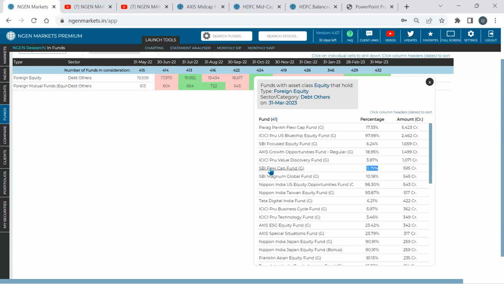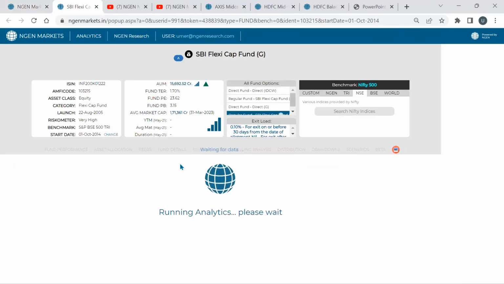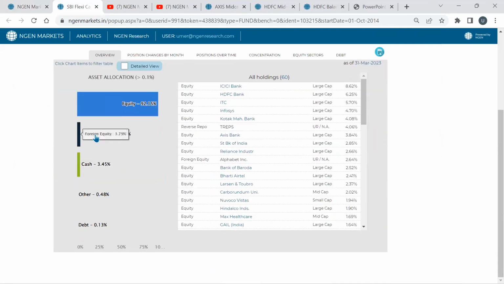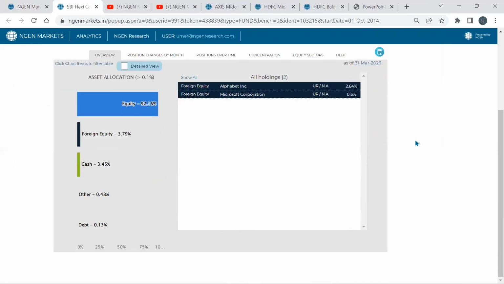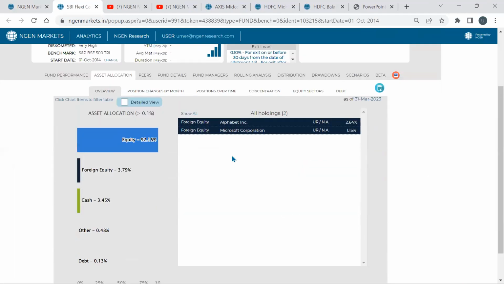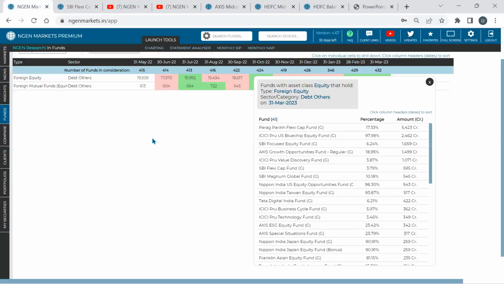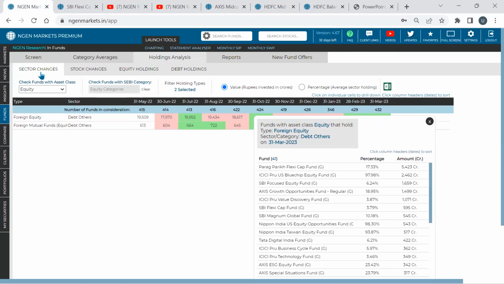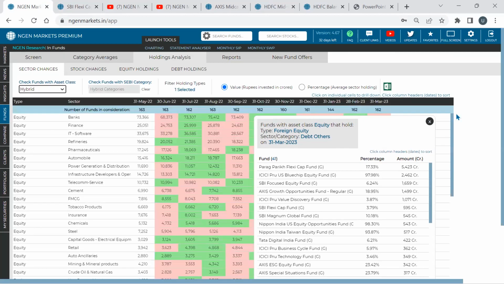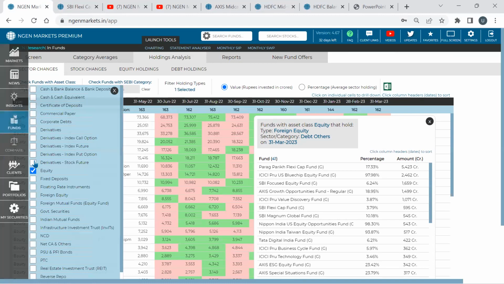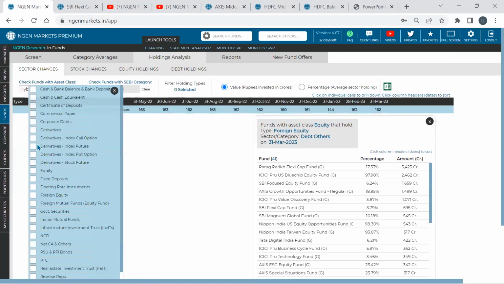If you want to go beyond this, just click on the name of the fund, and you can explore that fund based on asset allocation. You can see there is a 3% allocation to Microsoft and Alphabet in SBI FlexiCap, which accounts for close to 3.79%. So this is the process you can follow to find foreign equity for the schemes in our system. You can also check other categories as well, let's say hybrid, to see whether they currently hold foreign equities or not.